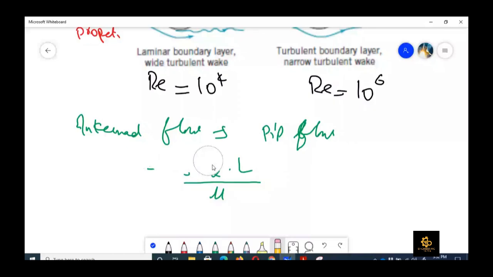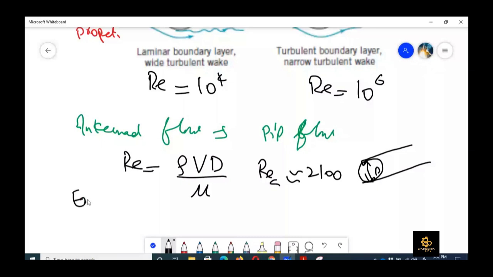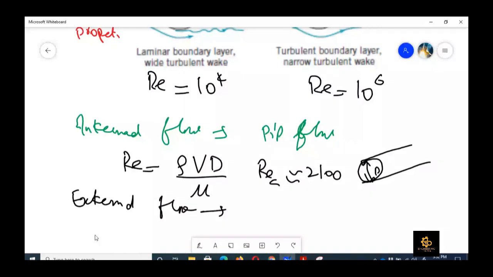Okay, so for the internal flow, if you remember, we defined it by rho into V d upon mu, and the diameter is the diameter of the pipe. In this case, the critical Reynolds number was almost equal to 2100. After that, the flow would transition to turbulence. Now, when we talk about external flows, there are two examples I am going to discuss. One is flow over a flat plate.